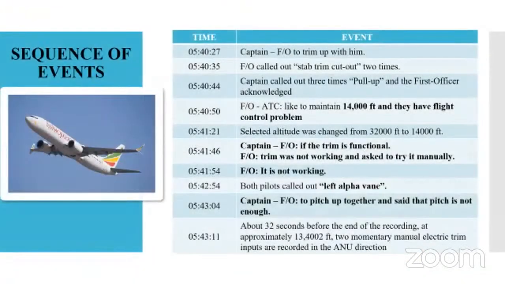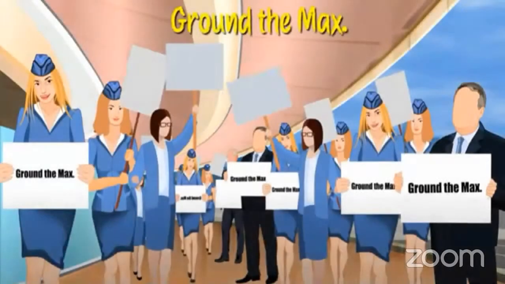The captain asked the first officer to trim up with him, but the trim was not working. So the captain asked him to trim up manually, but due to large aerodynamic forces, it also failed. There was an automatic nose down deviation, which increased to a 40-degree angle, causing the aircraft to plunge onto the ground at a speed of 700 miles per hour. Next slide. Due to the flight software control problem, this aircraft was grounded worldwide.